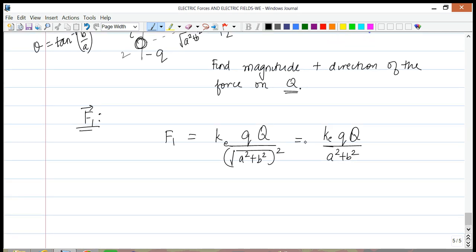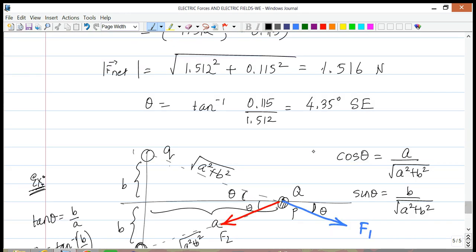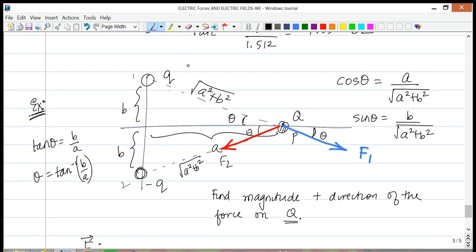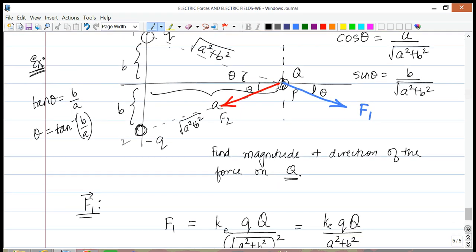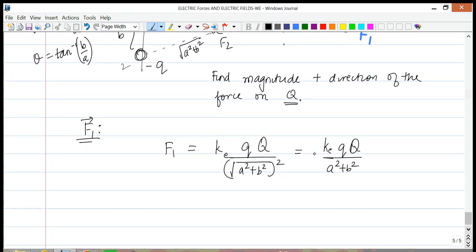Very good. Now once again, which quadrant is F1 in? If you look at the picture, let's draw an axis with the charge at the origin. If you look at that picture, F1 is in the fourth quadrant.